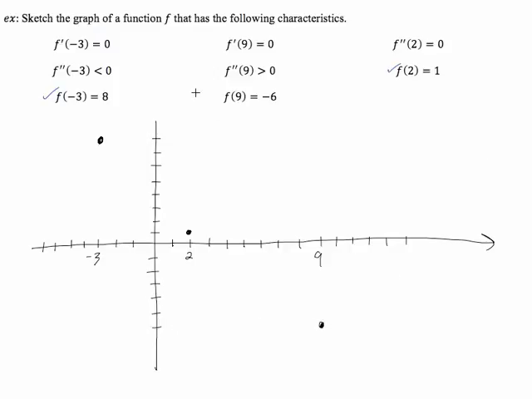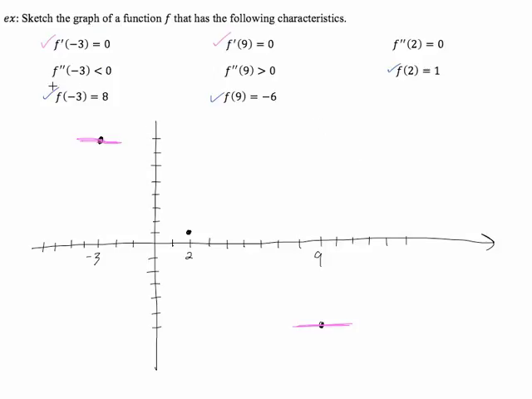Okay. Now let's look at the first derivatives next. We want the first derivative at negative 3 to equal 0. So that means that the slope of the tangent line is going to be 0. So I'm just going to sketch in a little tangent line there. Not sketching the function yet, just the tangent line. And also f prime of 9 should equal 0, so let's sketch in a little horizontal tangent line there as well.